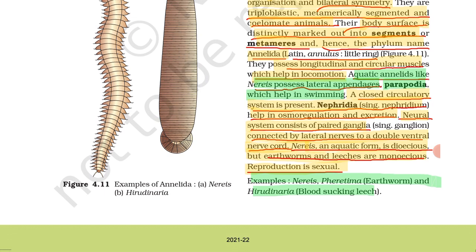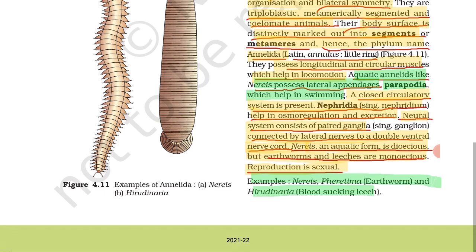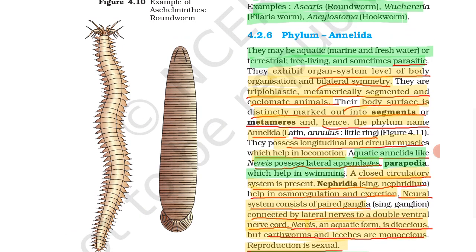We are very familiar with the earthworm. Earthworm is also called Pheretima. They may confuse you in these examples because kingdom Animalia contains many examples. So you have to keep in mind examples from various phyla and go through them. So examples are Nereis, aquatic annelids. Pheretima, earthworm. Hirudinaria, blood-sucking leech. Earthworm and leech are monoecious. Nereis is dioecious.